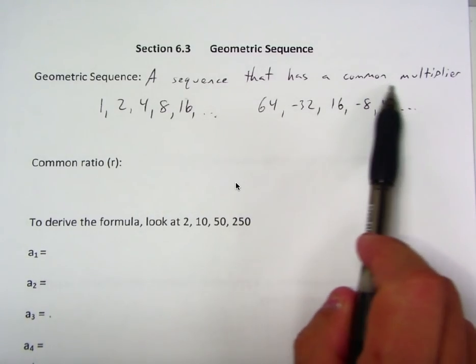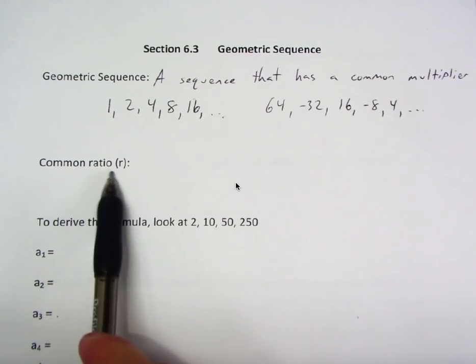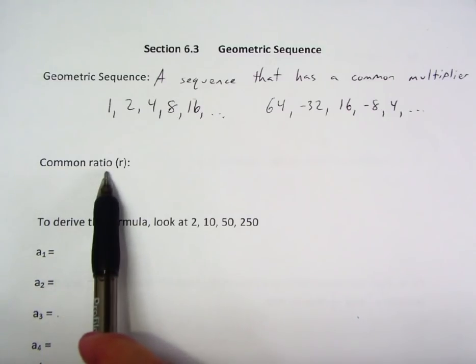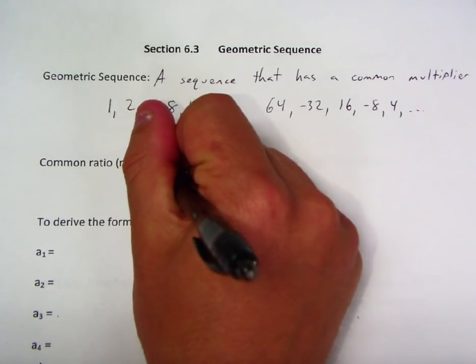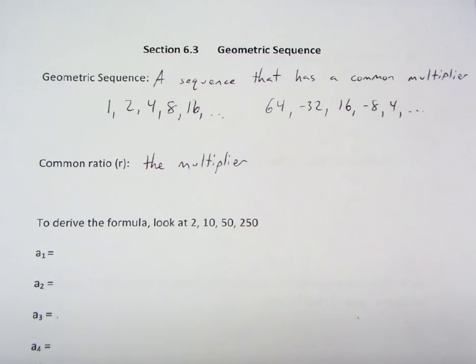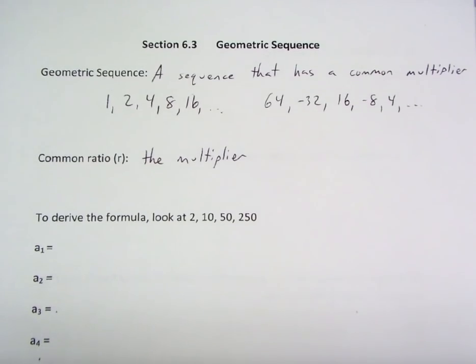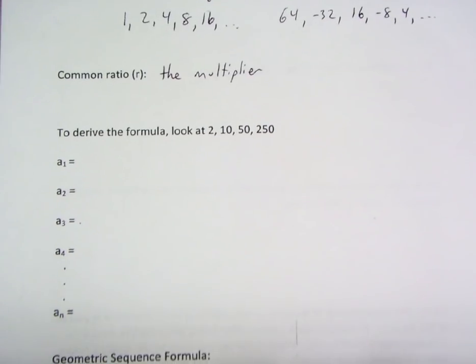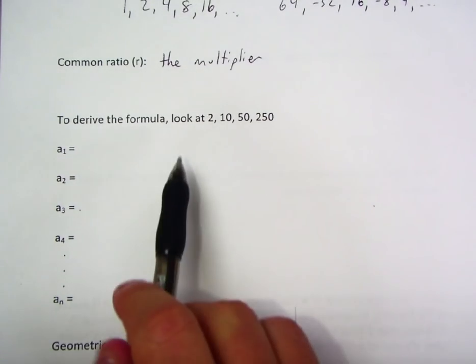So I say common multiplier, but we call it a common ratio, and we use the variable r in our formulas. So r is the common ratio, the number that we're multiplying by. In arithmetic sequences, you have a common difference, so it's going up or down by the same number. In geometric, you have a common ratio, which is up and down through multiplication. Like the other ones, it has a formula when we're dealing with a geometric sequence scenario. And like the others, I also want to derive it and show you where it comes from.